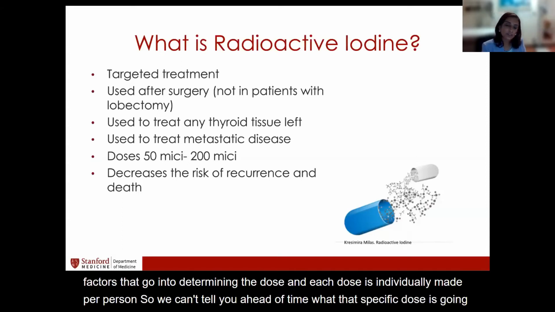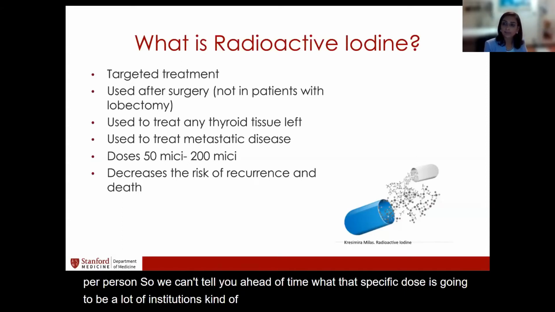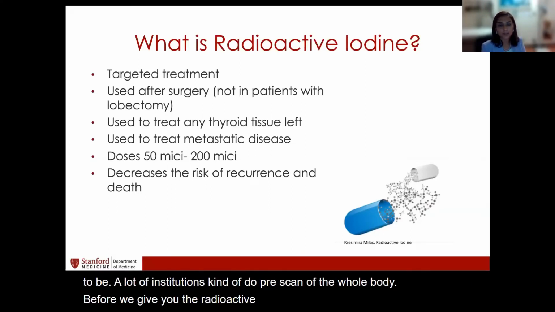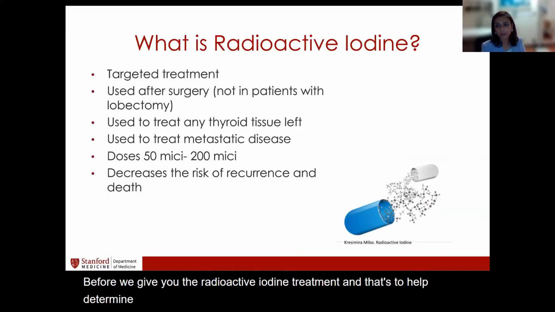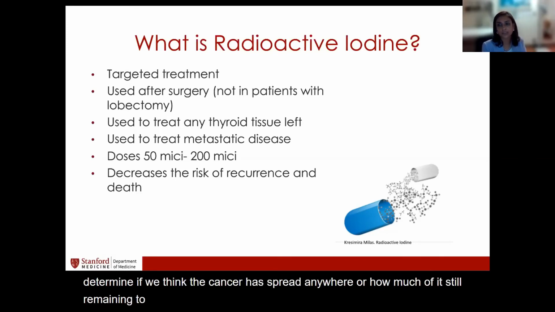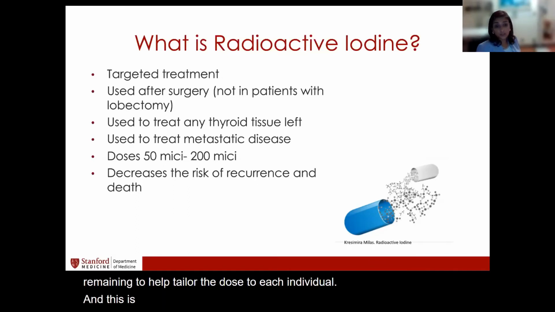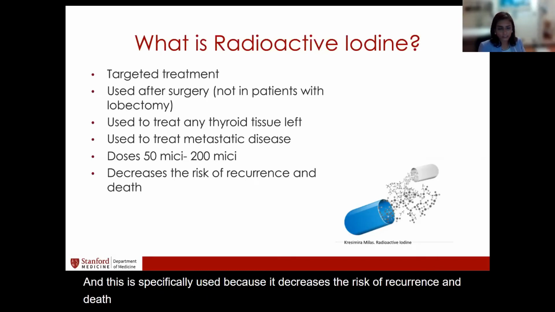A lot of institutions do a pre-scan of the whole body before we give you the radioactive iodine treatment. That's to help determine if we think the cancer has spread anywhere or how much of it is still remaining, to help tailor the dose to each individual. And this is specifically used because it decreases the risk of recurrence and death in thyroid cancer patients.